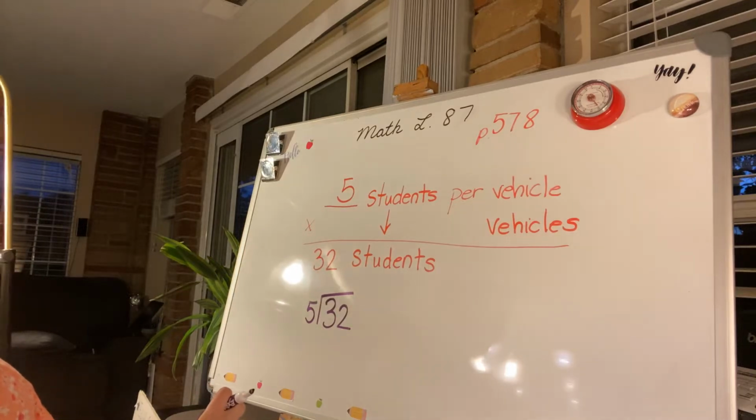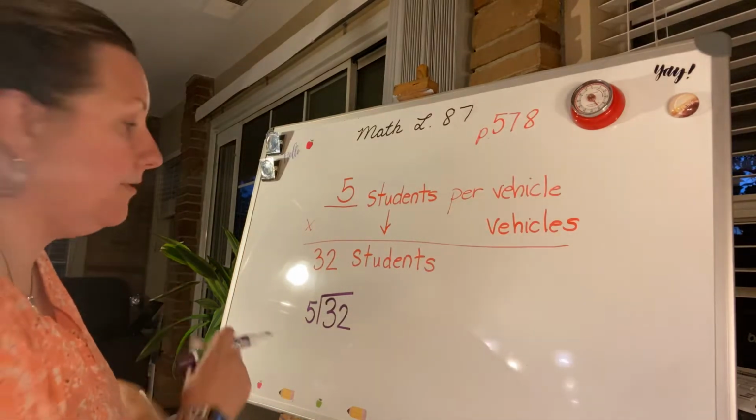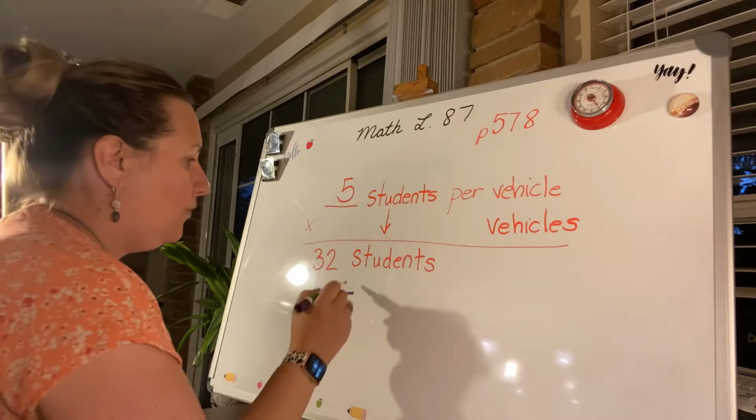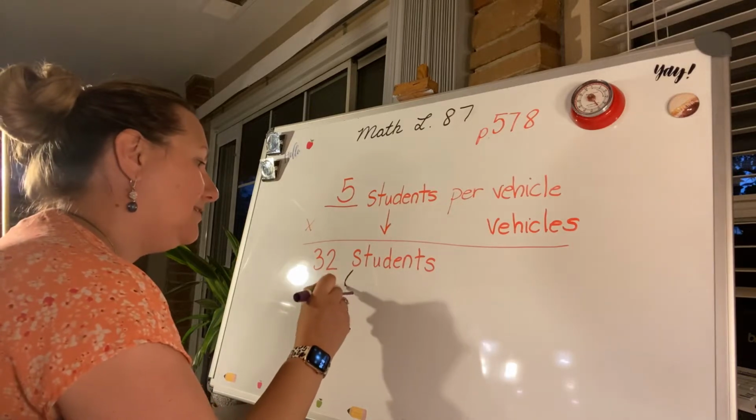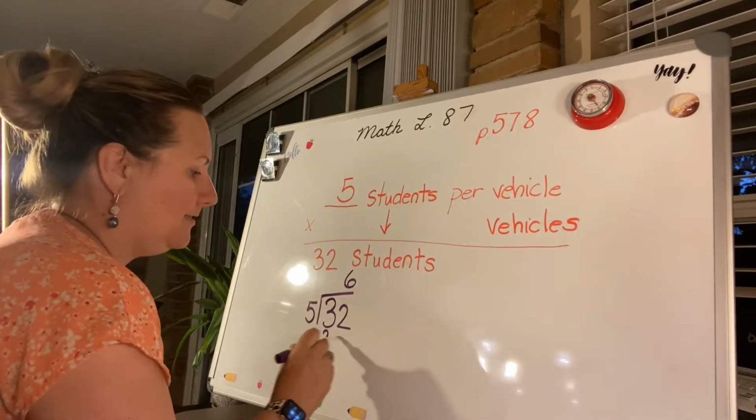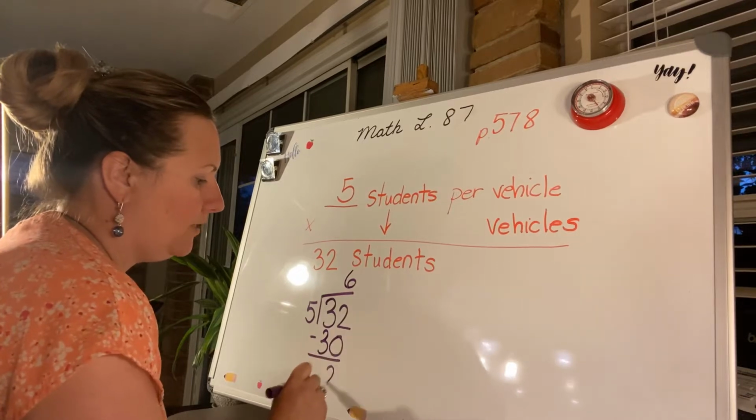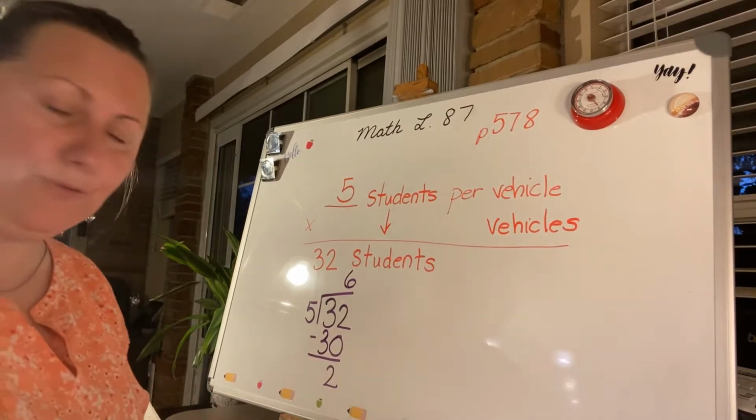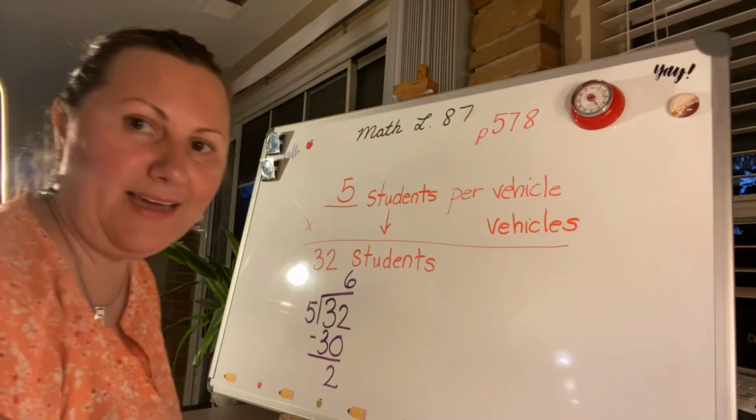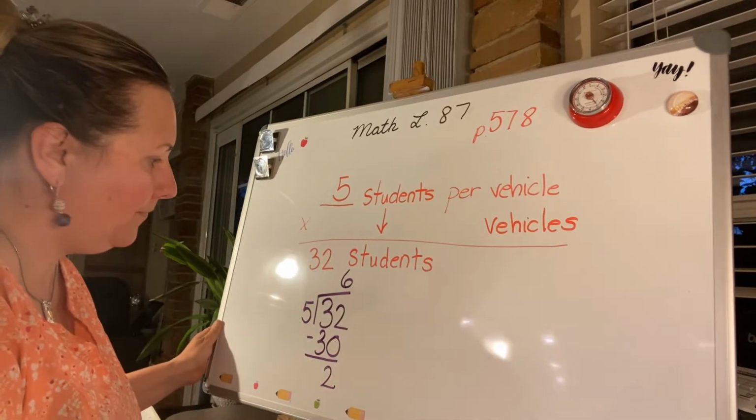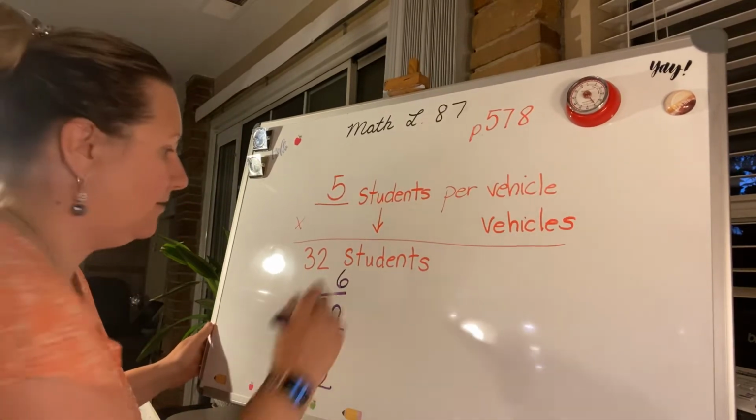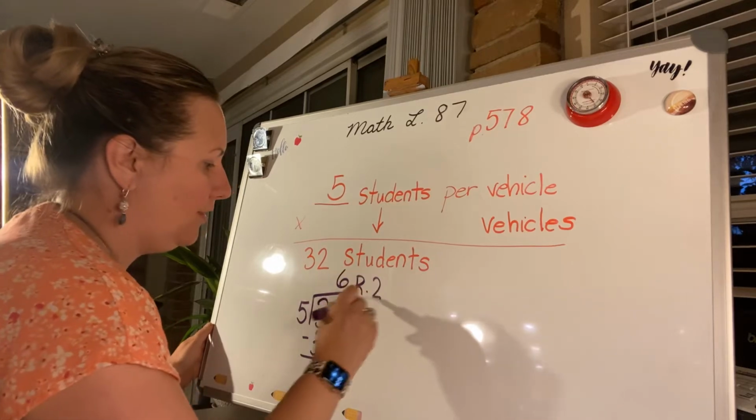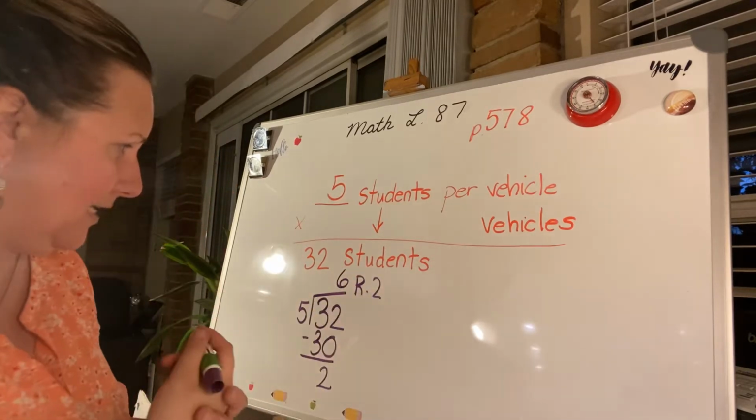Let me move that a little bit over. There we go. So we know that 6 times 5 gives us 30. It's as close as we can get. We're going to bring down that 2, and what do we end up having? We have 6 with a remainder of 2. There's no other numbers to bring down, so we're finished.